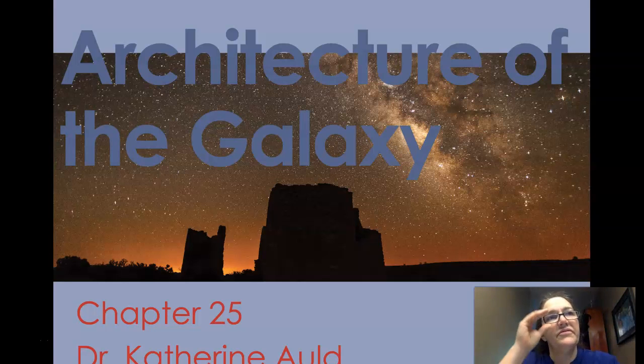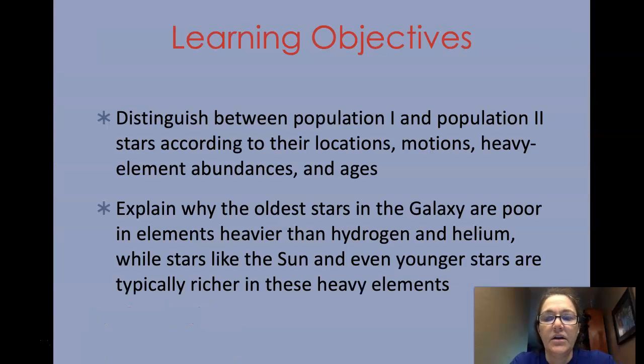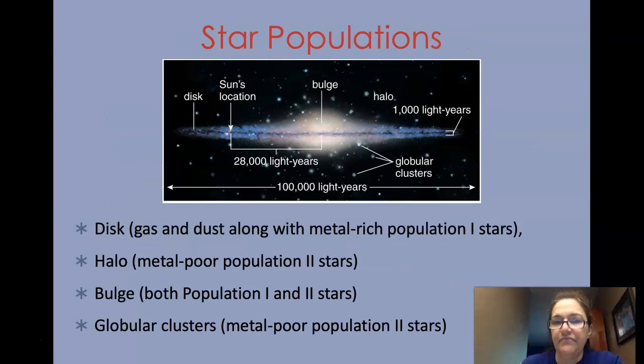We're finally going to finish chapter 25, talking about the structure of the Milky Way galaxy. So now we're going to talk about population 1 and population 2 stars and explain why the globular clusters are the oldest structures in the galaxy. I said that like 2 chapters ago, but I didn't explain how we know that.